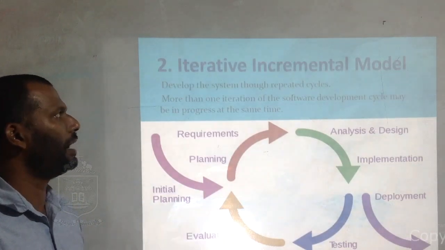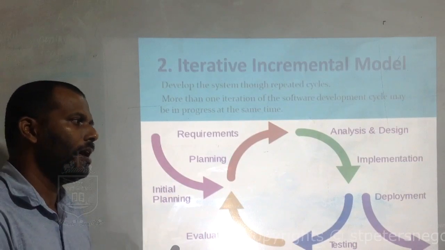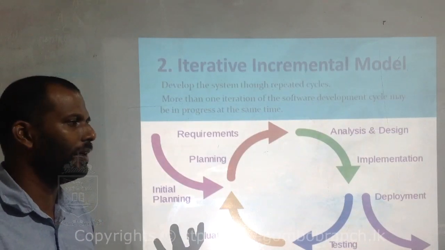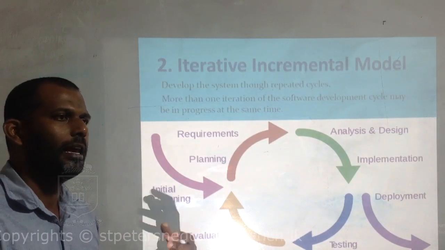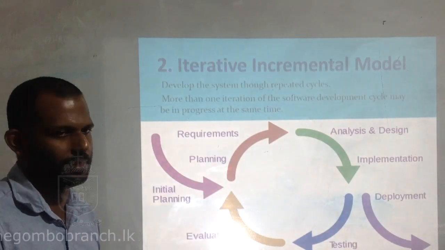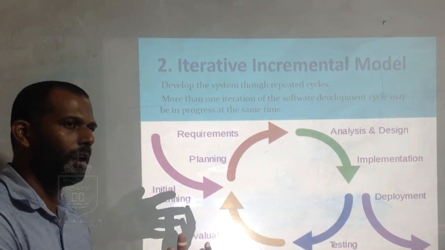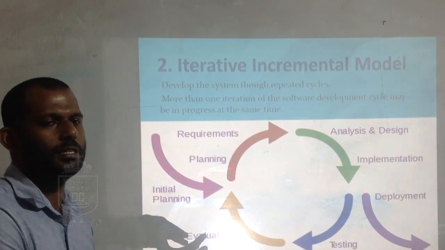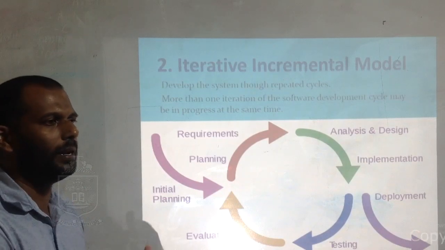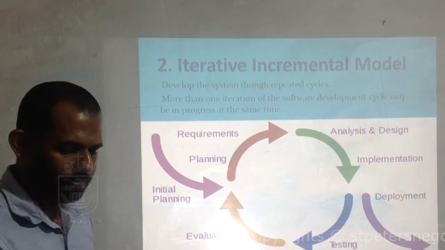But in the iterative incremental model, in your system, that means software, part by part, you can introduce it to the customer, and the customer will adapt to that system. In the waterfall model, the whole system comes at once. You have to wait to complete the whole system. In the iterative incremental model, no need for waiting. You complete the whole system part by part. You can implement your system.